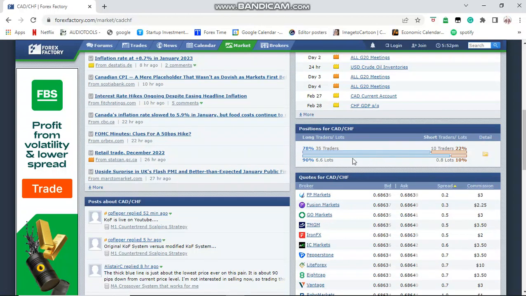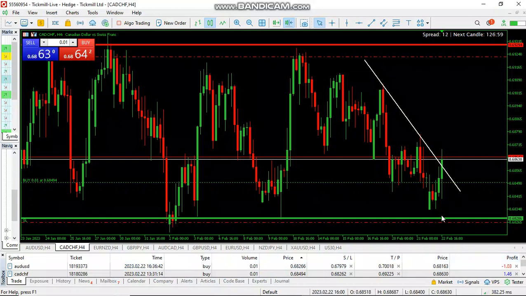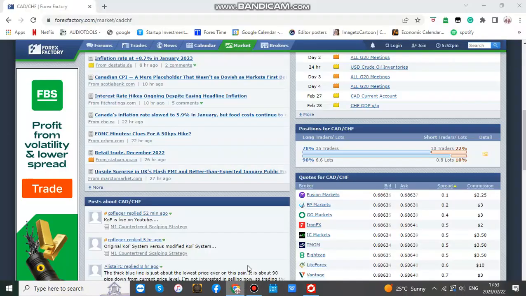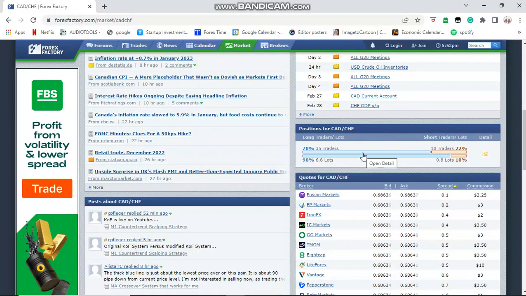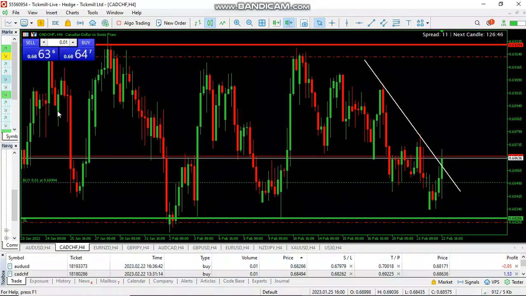What positions have people got open? What are people trading? I see 35 traders have got long positions, are buying this. 90% of the lots goes to the buyers, which is 6.6 lots, and a little bit to the sellers. So obviously I am close to a support and I can see that there are buyers there. Along with this confluence, it tells me that I am going to put in a buy, and that's why I put a buy in this one.